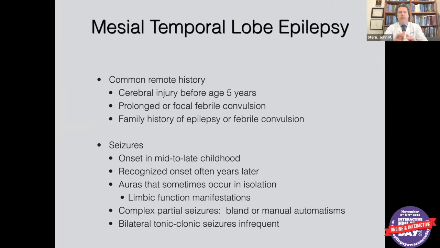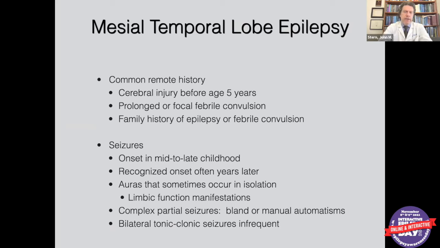So I'm going to describe a common form of adult epilepsy to give you a sense of what might be the course for that person. This is mesial temporal epilepsy, and it often is in the context of a person who's had some type of brain injury before they were 5 years old. Not always, but it happens.